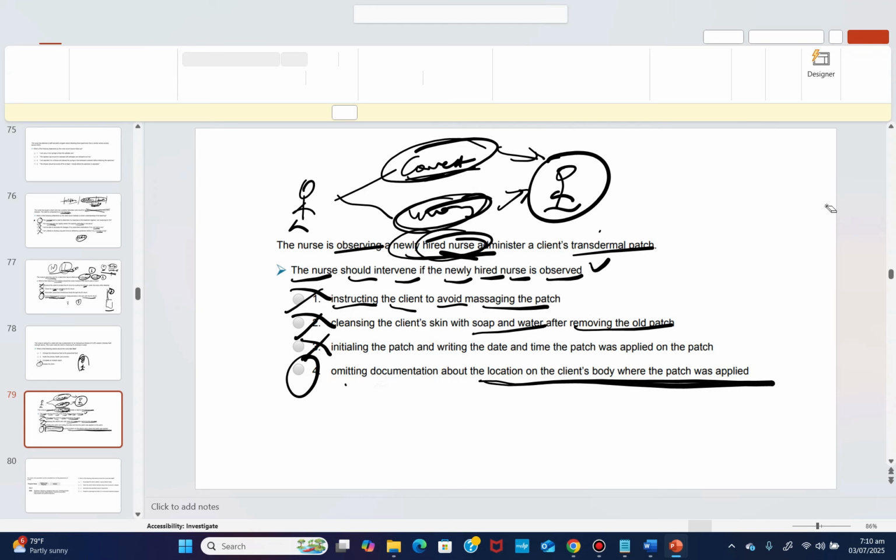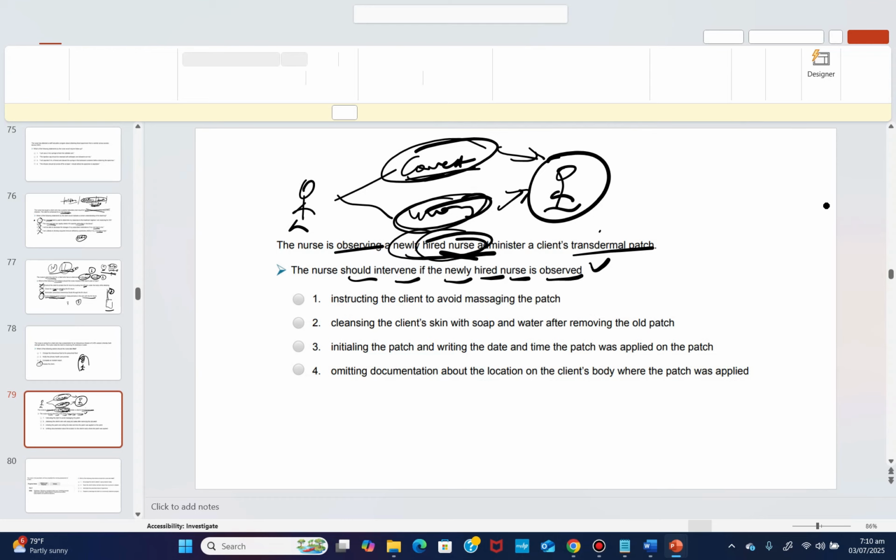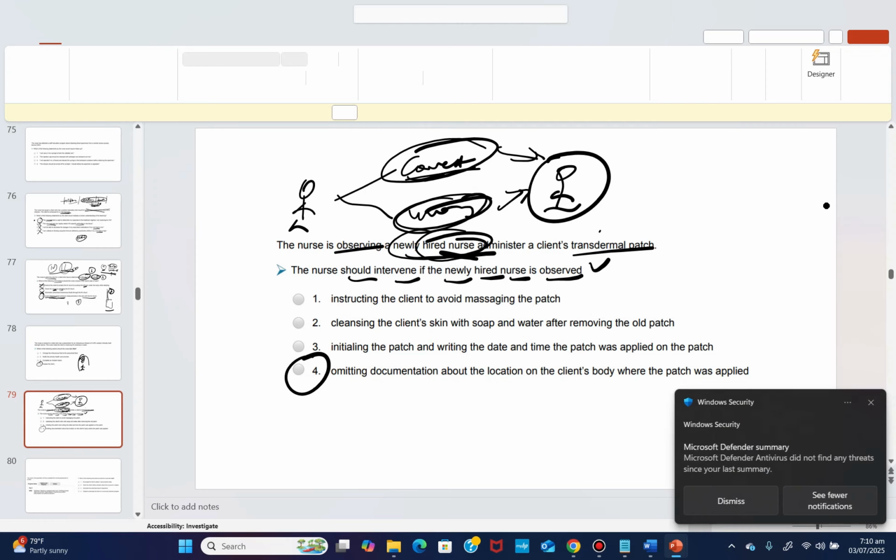But if this question was a different question entirely, and one of the answers said document the location on the client's body where the patch was placed, without putting omitting, this is going to be a correct answer, right? But the fact that they put omitting means that, oh no, we should not omit, right? So that's why the answer is four, right?